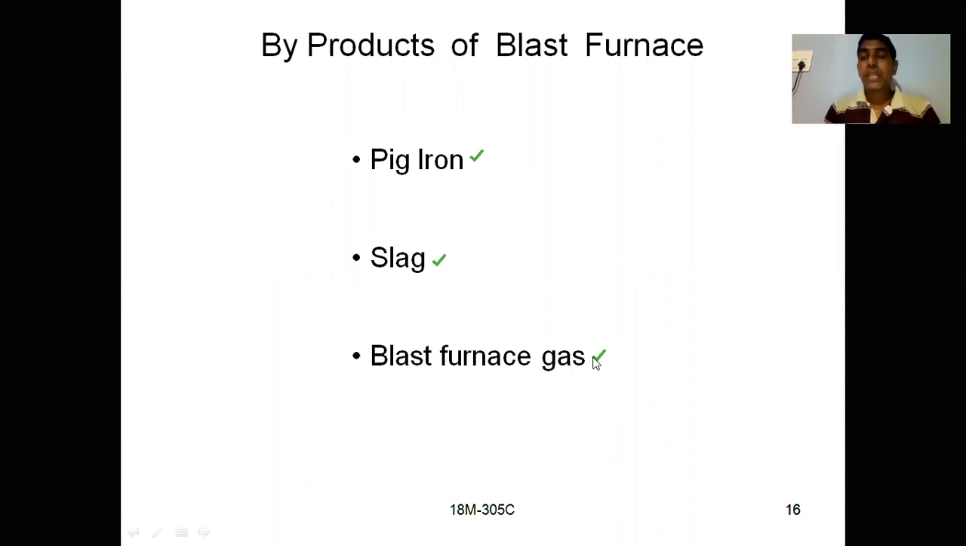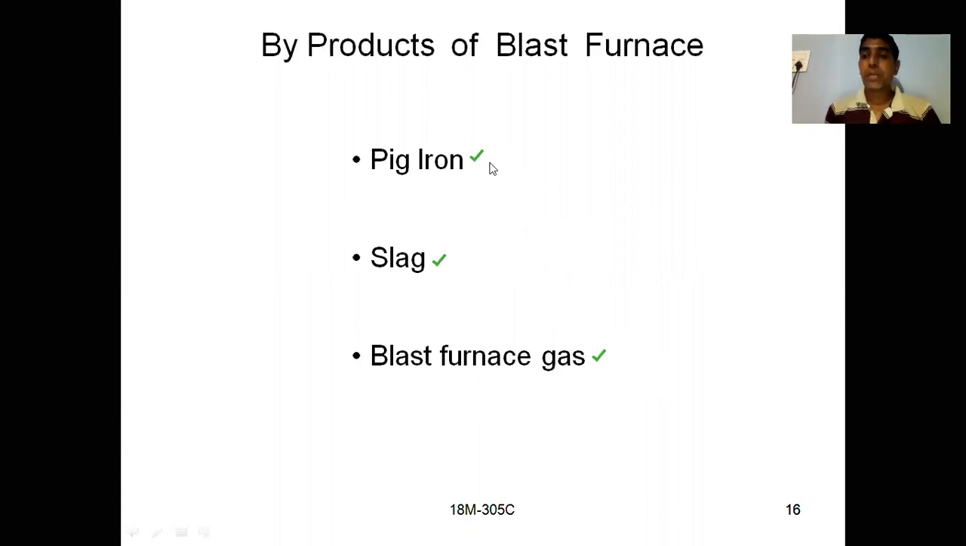That means when you are sending air blast, because of that, you are getting hot gas as exhaust, right? So that hot gas is used in certain applications. So that hot furnace gas is also used in different applications. So this is also a byproduct. So actually we need pig iron, but along with pig iron we are having slag as well as blast furnace gas.